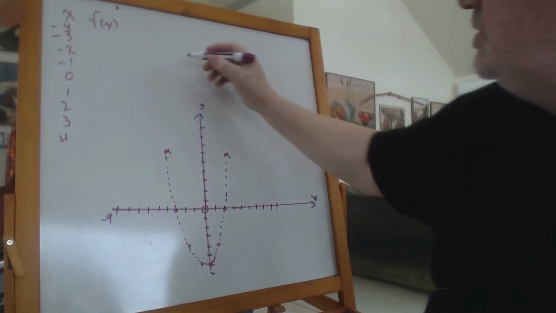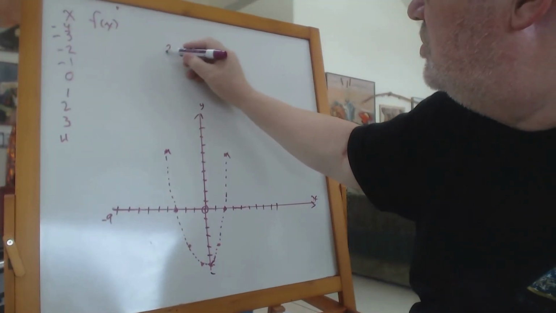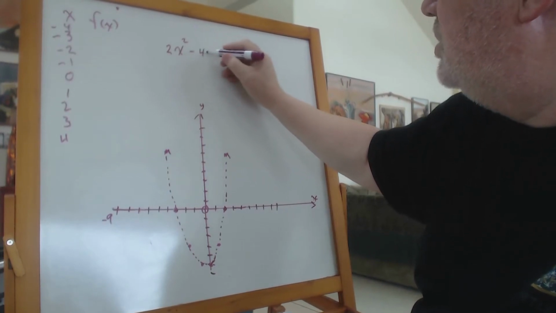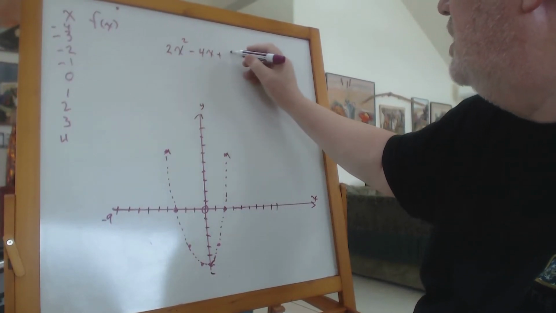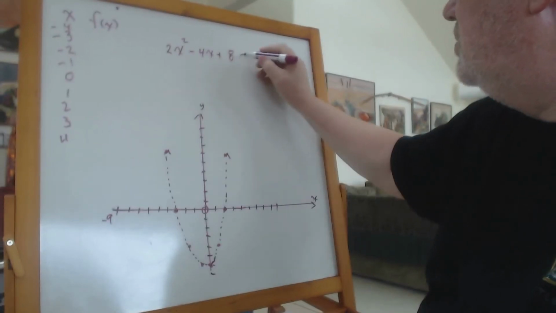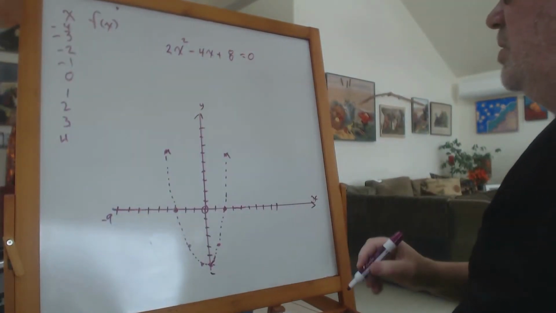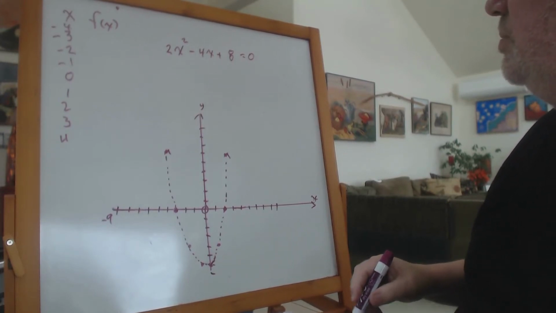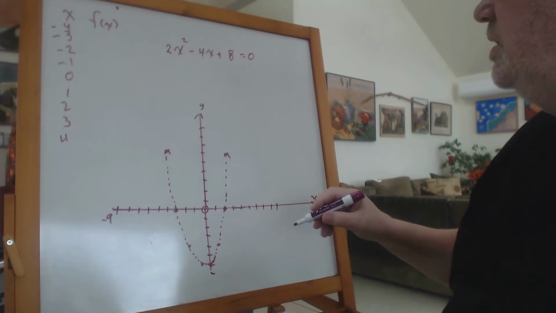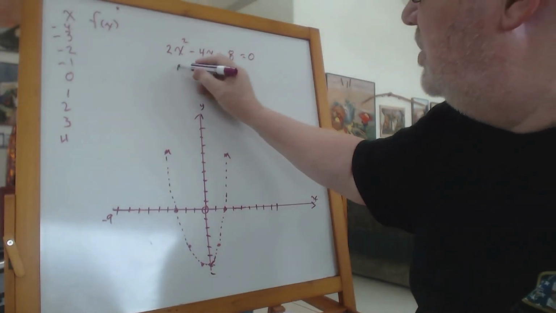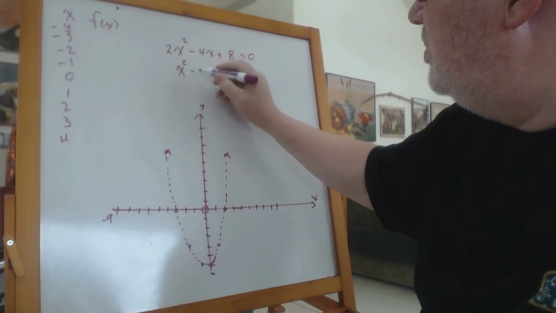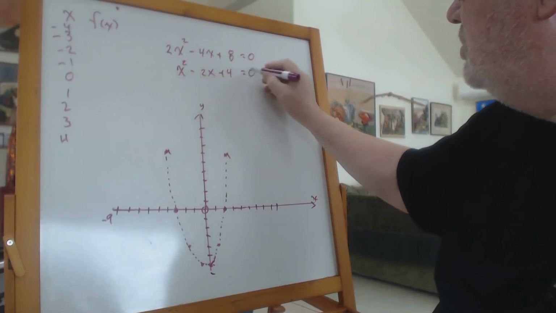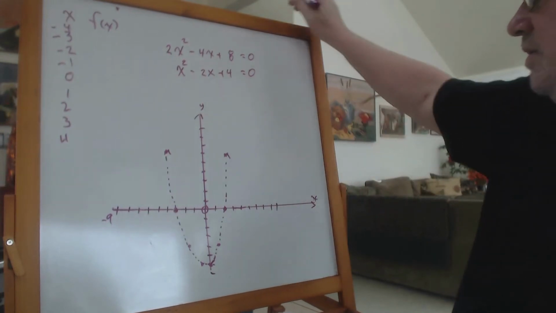So what if we're given, let's say, 2x squared minus 4x plus 8 equals 0. What do we do with this? Well, first off, we can simplify it by dividing through by 2. And we got x squared minus 2x plus 4 equals 0.